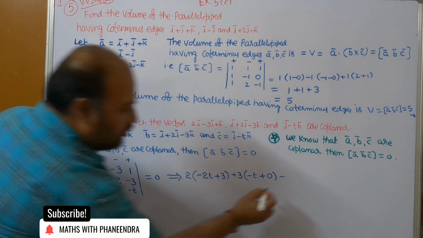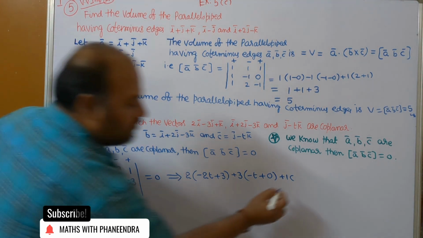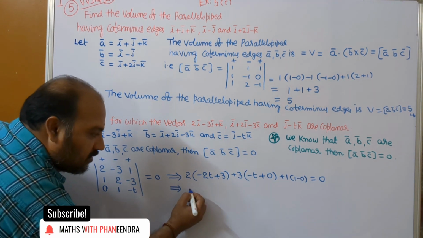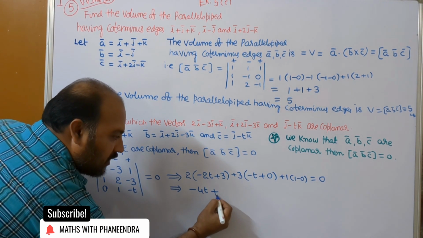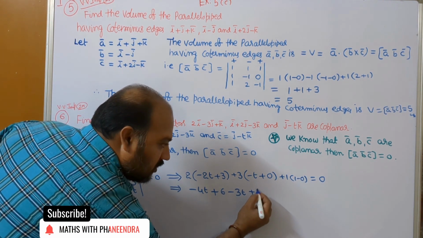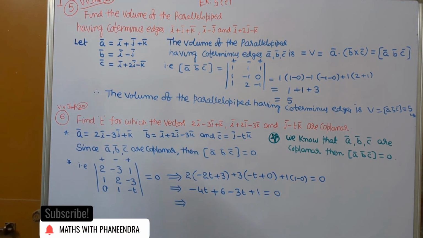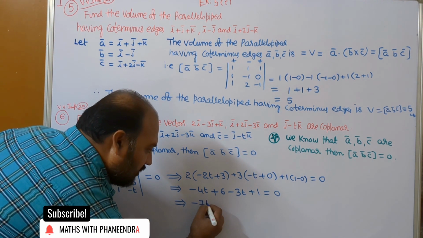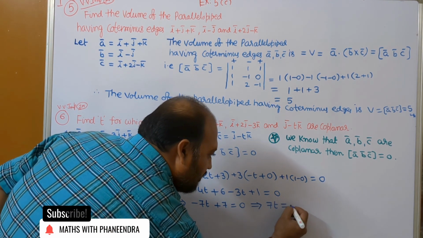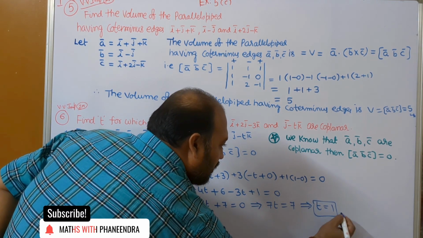So plus 1 into 1 minus 0 is equal to 0. So that implies minus 4t plus 6 minus 3t plus 1 is equal to 0. That implies minus 7t plus 7 equal to 0. That implies 7t is equal to 7. That implies t equal to 1. I hope you understand this, friends.